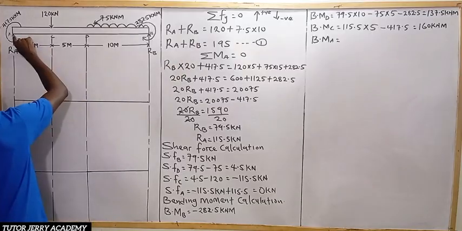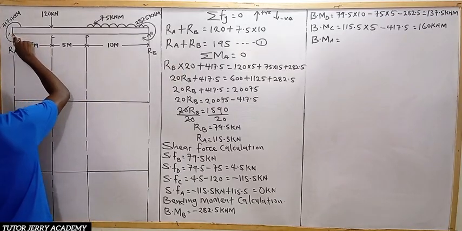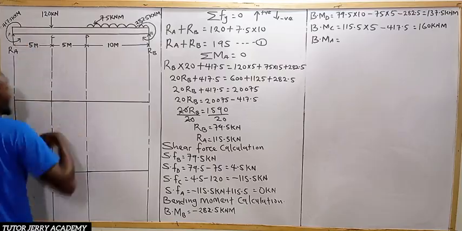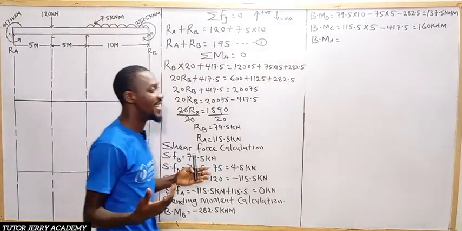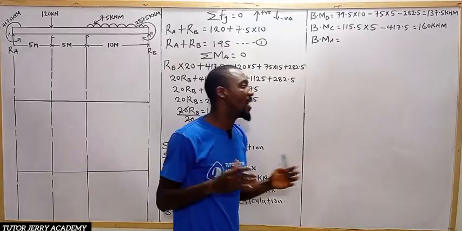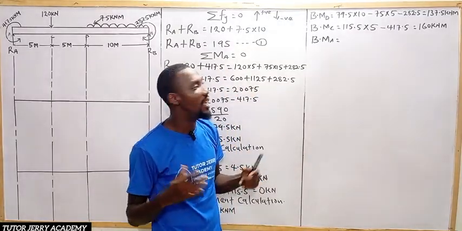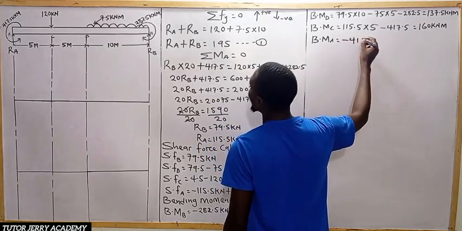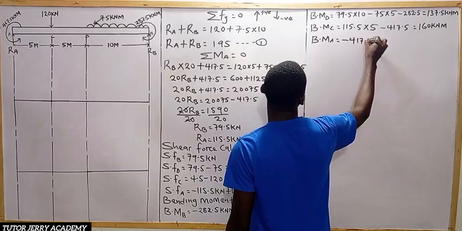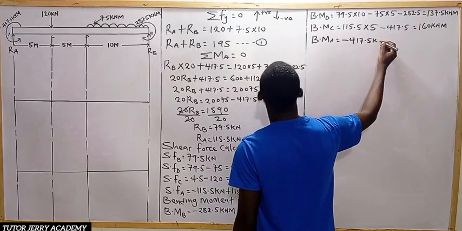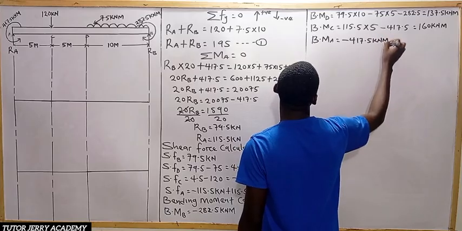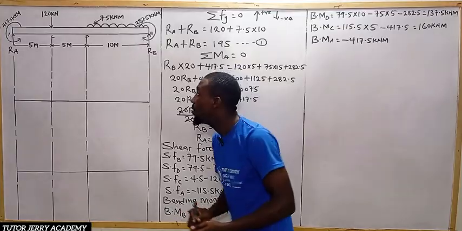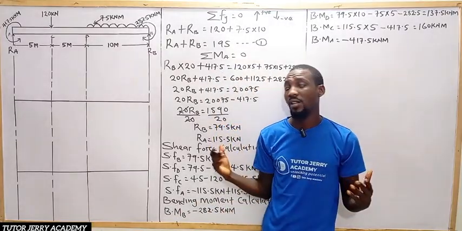So if I stand at point A and I'm taking my moment towards this side, the only moment I'm going to have is just this moment that is here, which is negative, because I have explained that to us earlier. So we are going to have minus 417.5 kilonewton meter. All right, so that is what we are going to have. All the information that we need is correct.